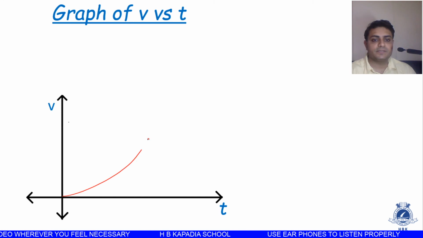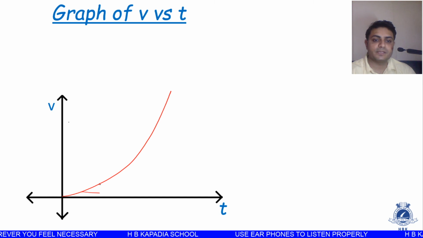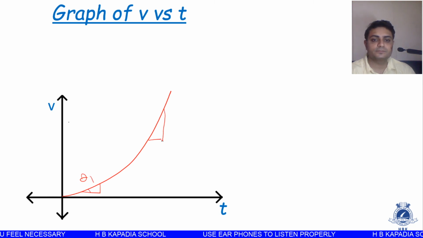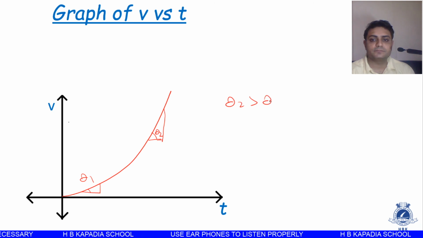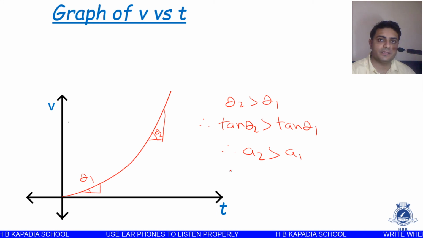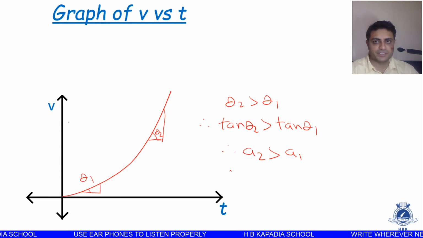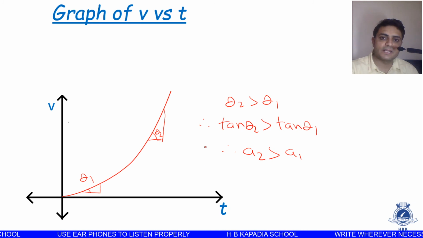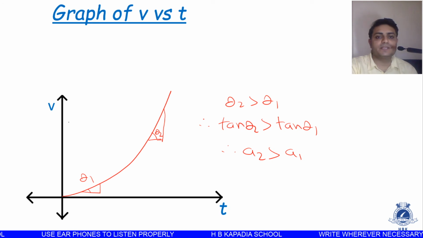But if the graph is like this, then we can say that in this case the acceleration is increasing. See, if we consider theta at this point, this angle is theta 1, and suppose later on the angle becomes theta 2. Then theta 2 is greater than theta 1, therefore tan theta 2 is greater than tan theta 1, therefore acceleration a2 is greater than acceleration a1. It means the acceleration is increasing. When the acceleration is increasing, we will not get any information about it.